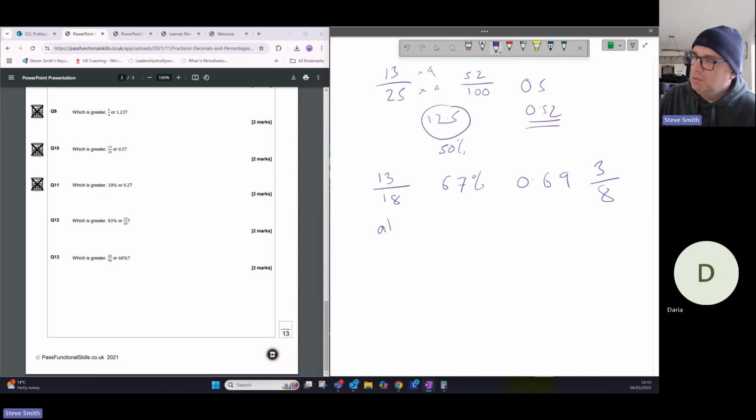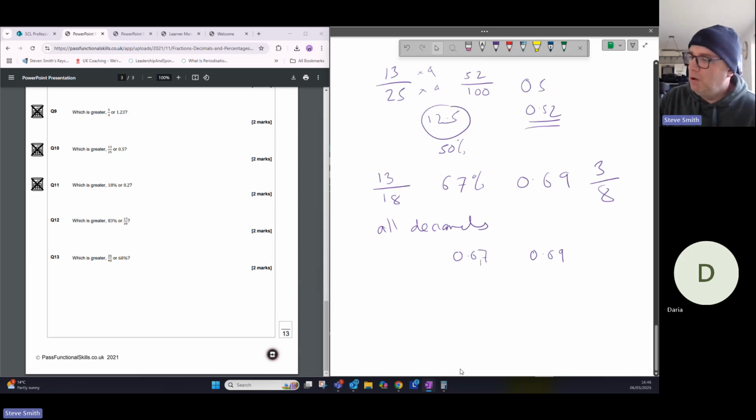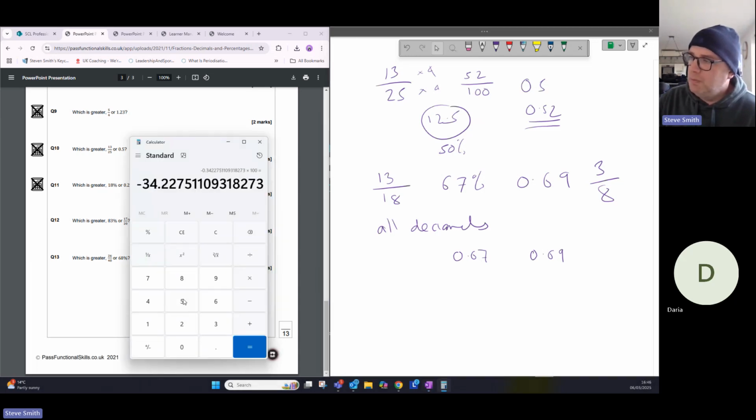Straight away, all decimals. Okay. So we've already got one decimal, 0.69. That's fine. We can see a percentage. Okay, so straight away as a decimal, we know that one. The other two, no idea. Let's do it. We've got a calculator. We're allowed. Top number, remember, top number divided by bottom number gives us our decimal.